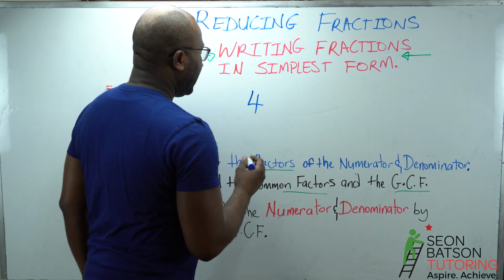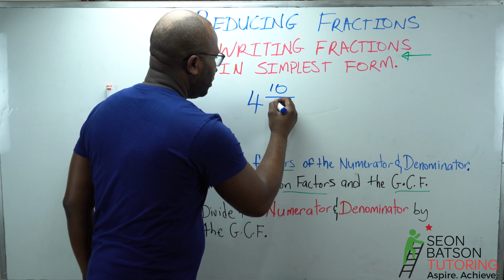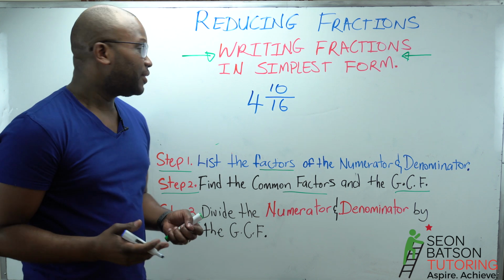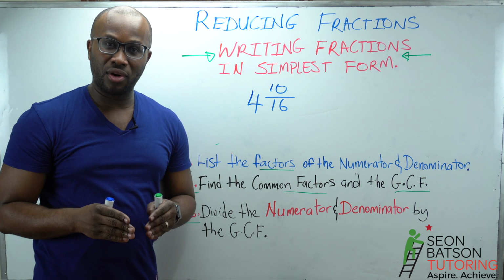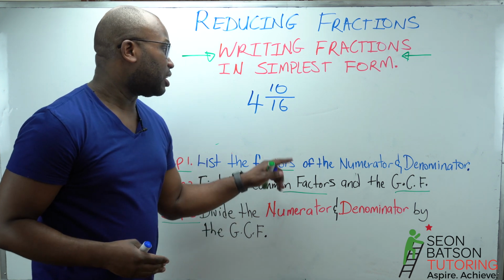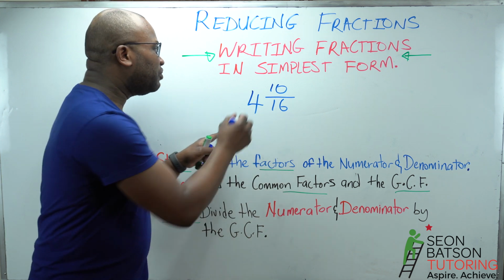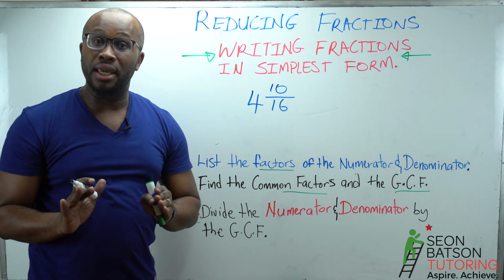Let us try 4 and let's say 10 over 16. So now we have a mixed number. We want to write 4 and 10 over 16 in simplest form. So we will go through the regular steps. We will first list the factors of the numerator and the denominator. We have no interest in the whole number. The whole number will stay the same.